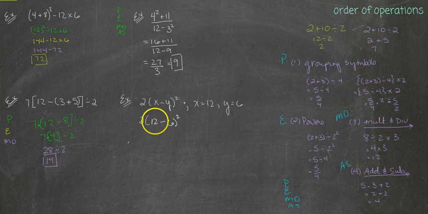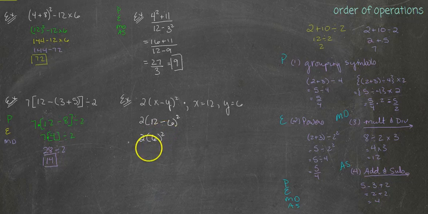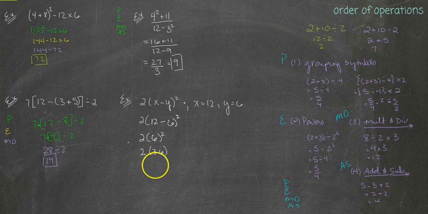So the first thing I have to do is finish inside my parentheses. 2 times 12 take away 6 is 6, which has to be squared. 2 times, the next thing is exponents. 6 squared is 36. And then 2 times 36 is 72.